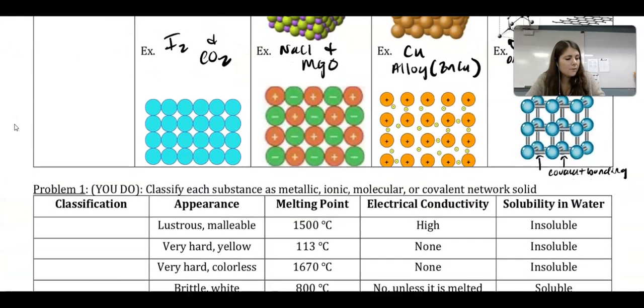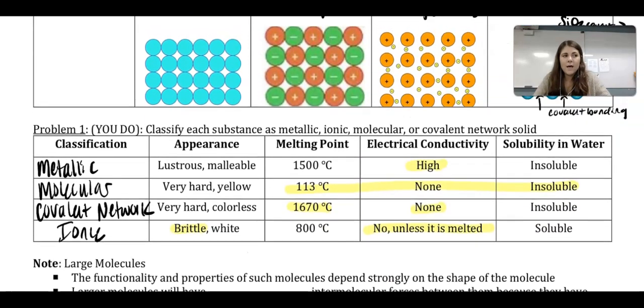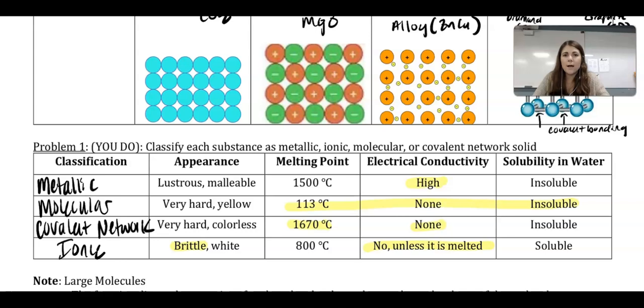All right. I have a you-do example for you, so pause the video and decide which one is going to be molecular, ionic, metallic, and covalent network based off the information given. There's no trick to this. You'll use every single one once. So let's talk about this example. I highlighted the things that stood out to me that made me make the connection to that type of solid. The metallic was the only one that had the high conductivity, so I knew that right off the bat.